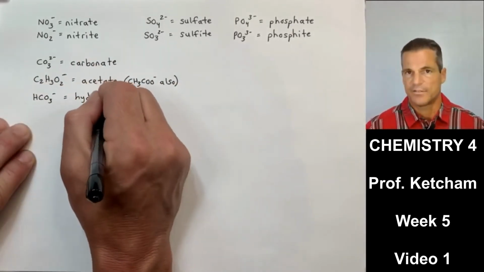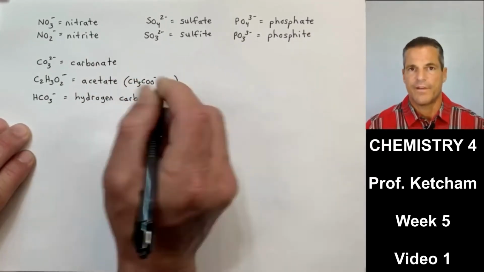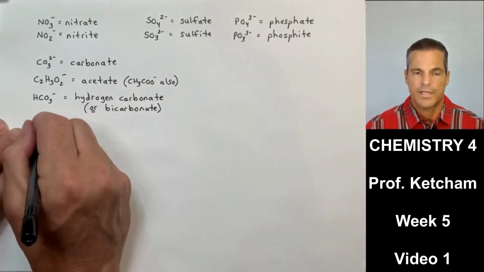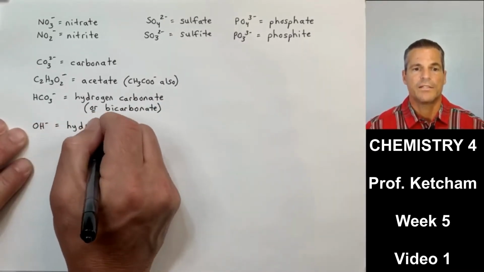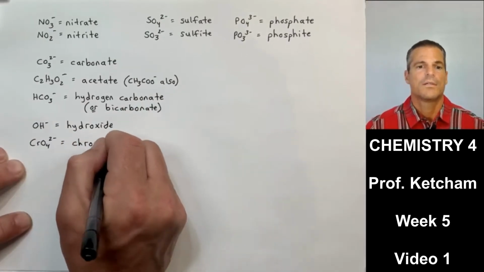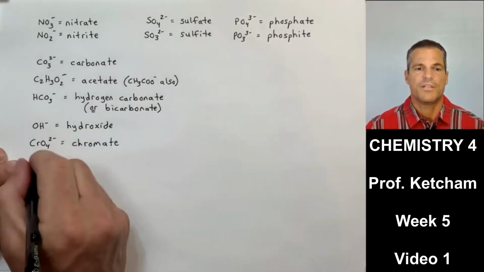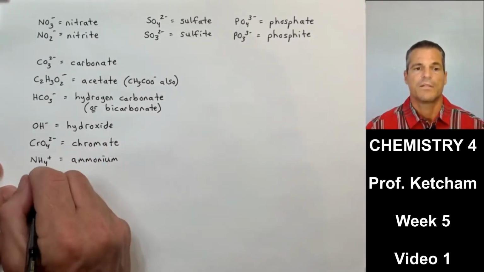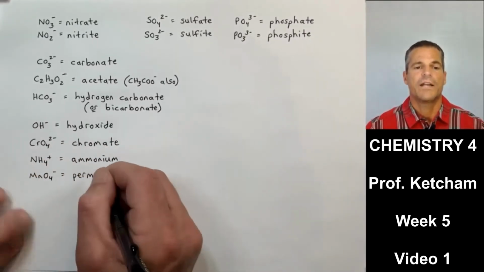Now we're going to go down a list of some random ones. Random but very common and worth knowing. CO3 2- is carbonate, C2H3O2- is acetate, which is also written CH3COO-. Bicarbonate, HCO3-. OH- is hydroxide, very common. CrO4 2- is chromate.